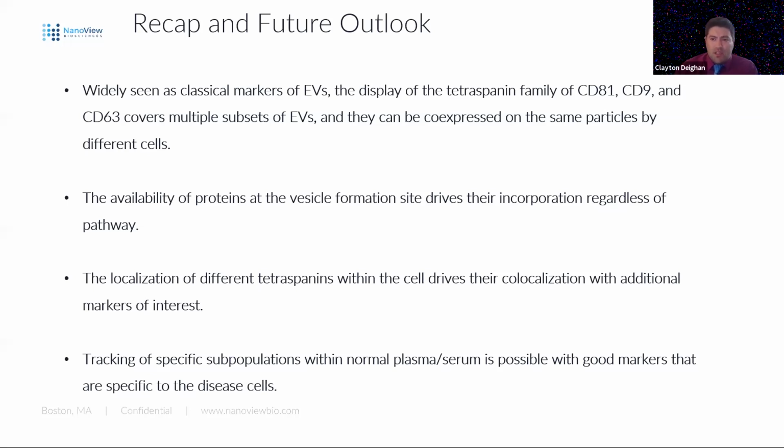So for the EV engineer, for the vesicle engineer, this is important. More expression on the surface will lead to more entrainment in the CD9 positive particles and the surface budded particles. The localization of different tetraspanins within the cell and their cargoes drives their colocalization with additional markers of interest. And that tracking specific subpopulations within normal plasma and sera is possible when you have the tetraspanin pull down in a specific marker, and even better when you know a marker of interest that corresponds to your disease state or EVs of interest, and you can capture them specifically.